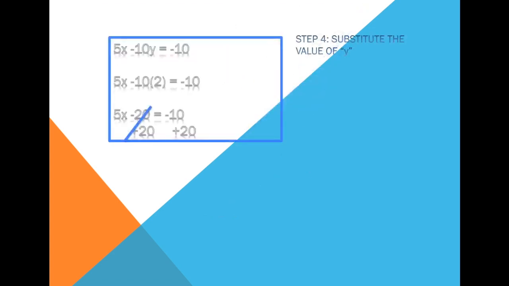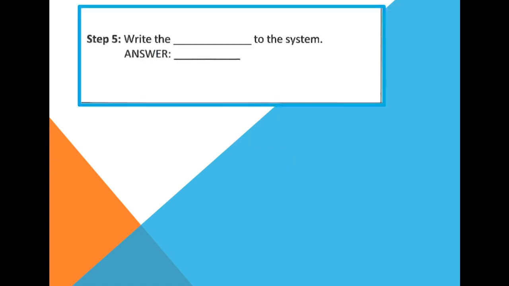Step 4: we're going to substitute the value of y back into the original equation. 5x - 10 times 2 = -10. Go ahead and eliminate the 20, leaving us with 5x = 10. Divide both sides by 5. x = 2. Step 5: we want to write the solution to the system, leaving us with (2, 2).